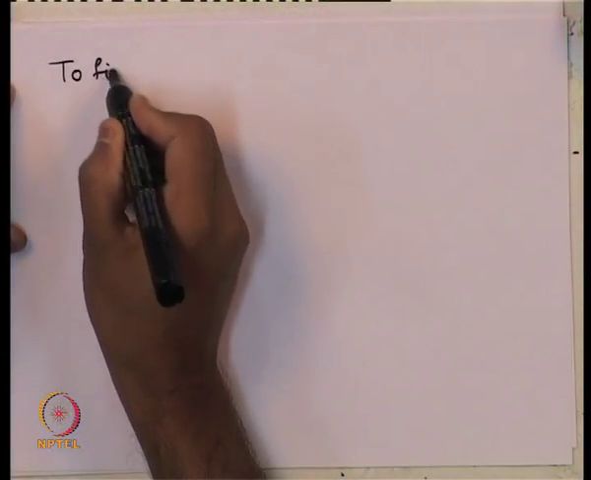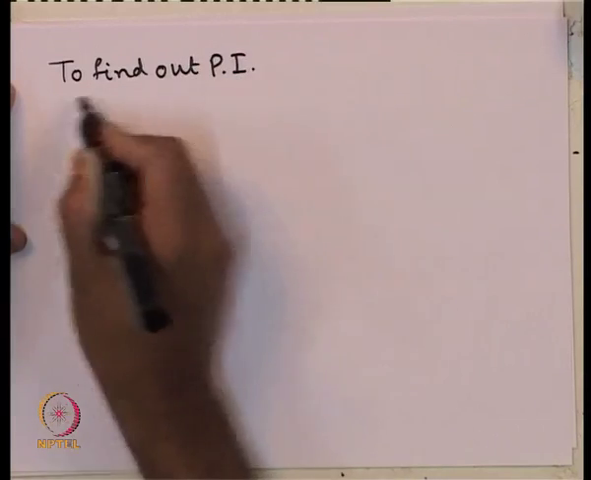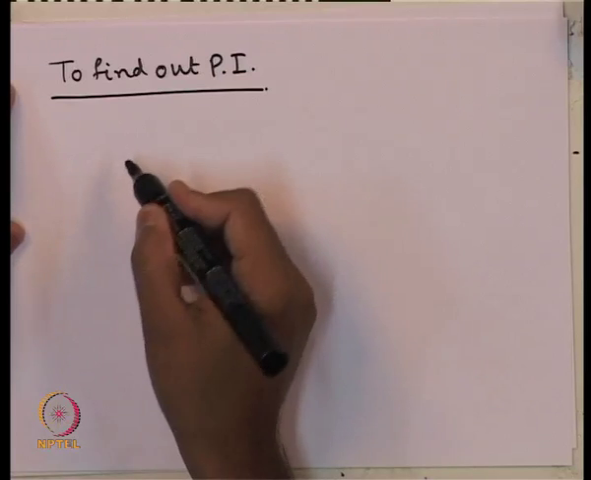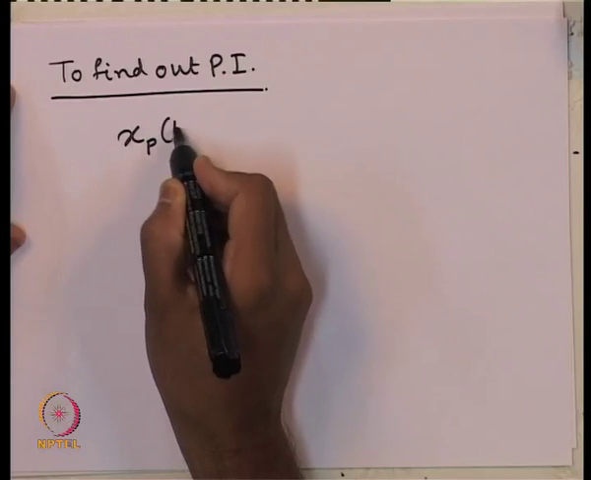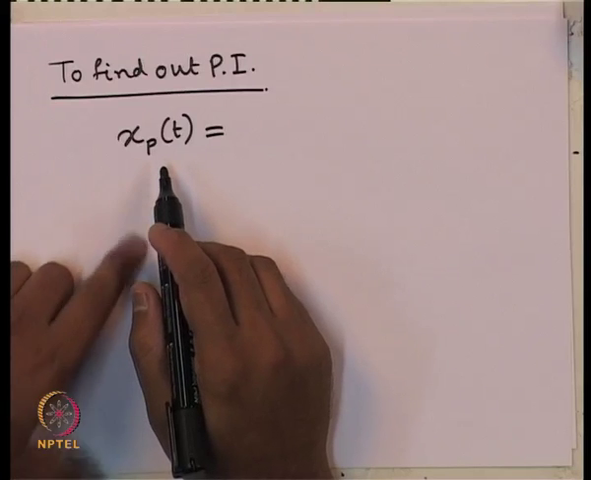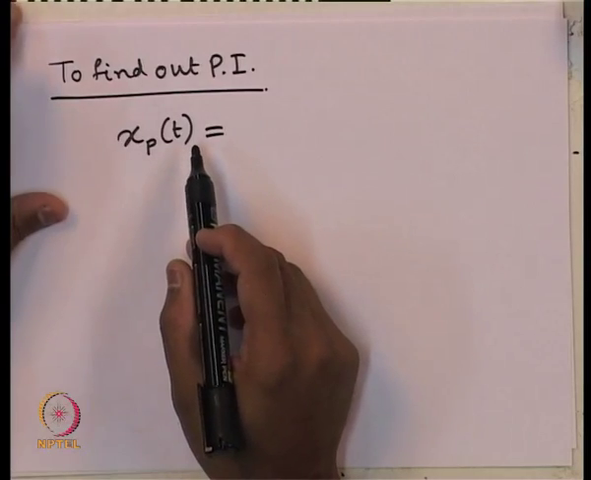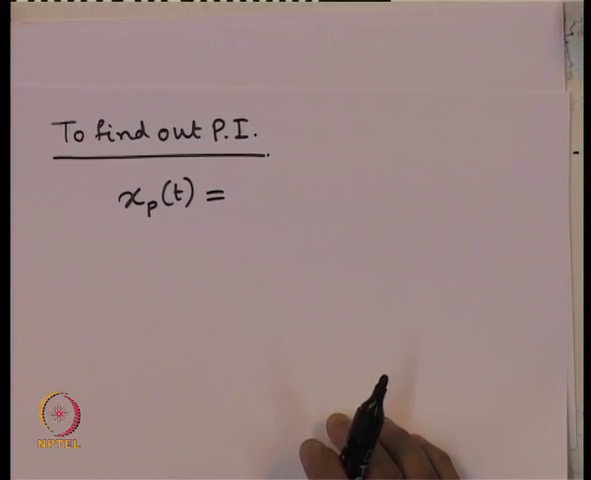So, now let us find out the second part and then we will come to the determination of the constants. To obtain the second part, that is to find out the particular integral, what we can do? Let me write the particular integral as x p of t. Let us assume the particular integral as a solution which will fit to the response.